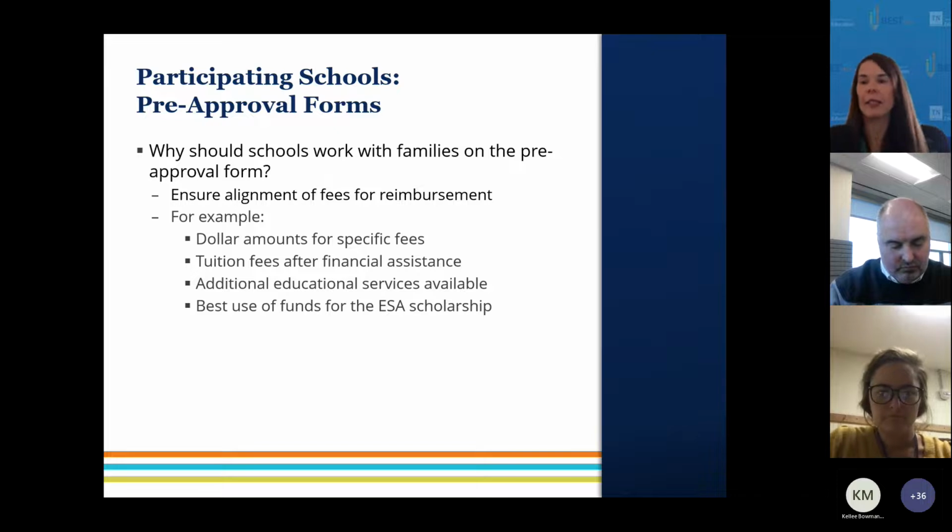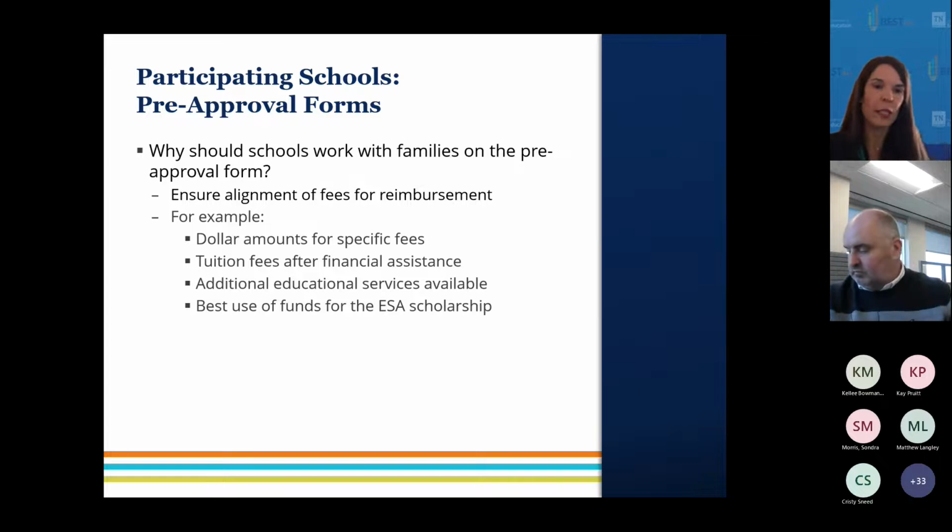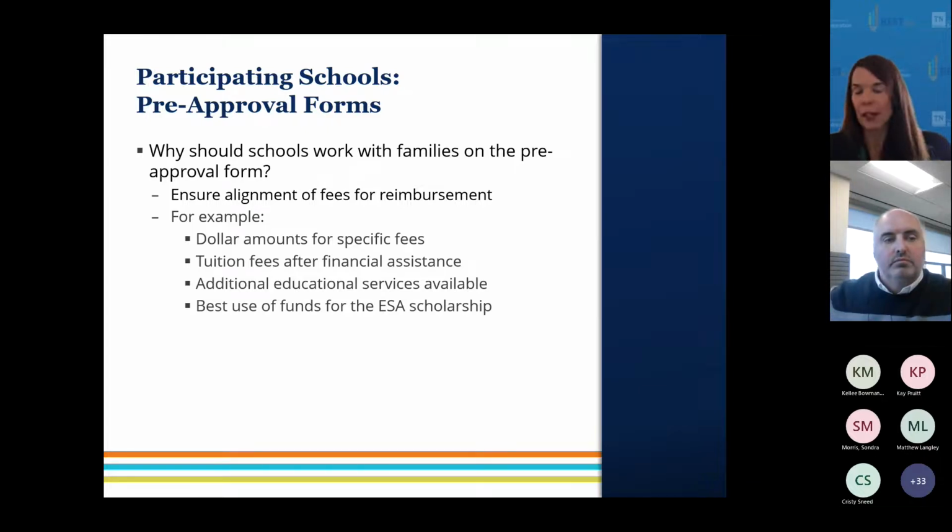So as I mentioned in the previous slide, the account holder is the ultimate decision maker on how the scholarship is expended. However, we realize how important it is for schools to connect with the account holder to ensure that the pre-approval form aligns with the expenses from the school. Obviously, we've got to make sure they're aligned, because the expenses from the school are what they're going to be submitted.